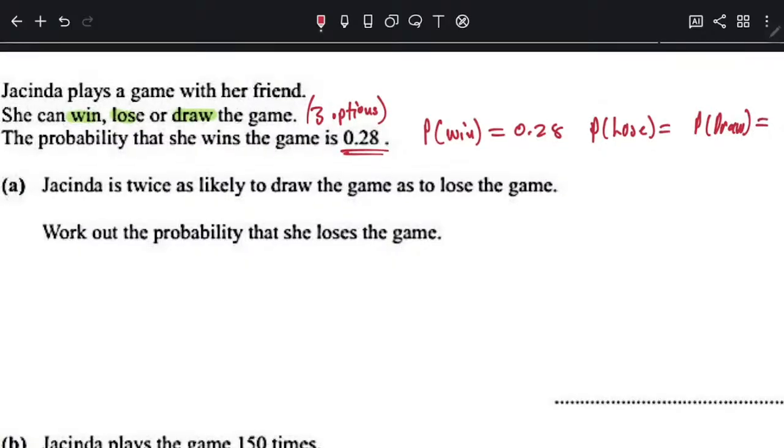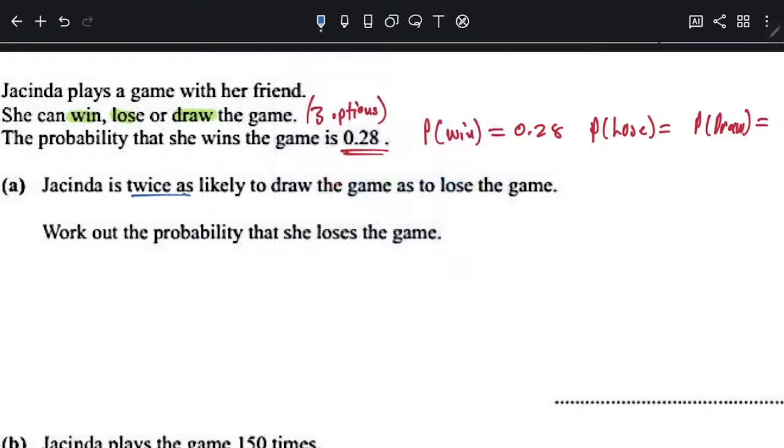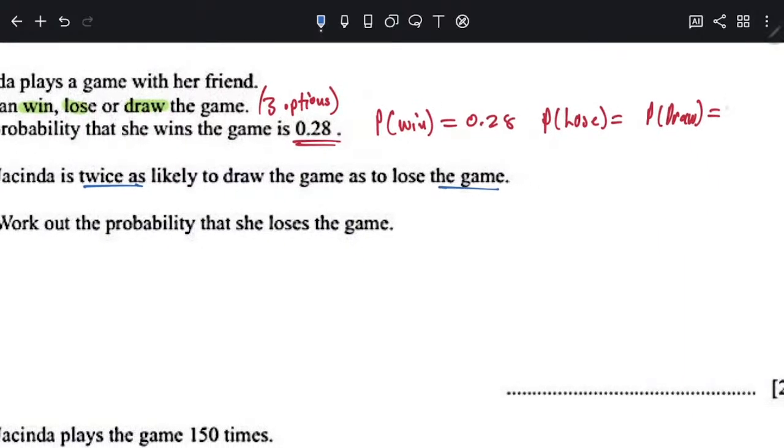Now let's go read the question. Jacinda is twice as likely to draw the game as to lose the game. Oh, she is twice as likely. So whatever you are, she's twice as likely to draw. So there's 2 times the chance that she will draw, and in here it will be just X. So whatever you put for lose, she is 2 times as much to do it when she draws.